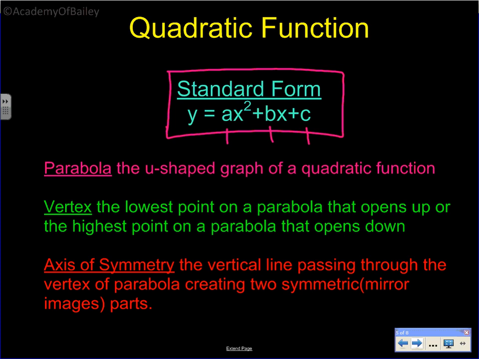Your first definition is parabola. It'll be the U-shaped graph of a quadratic function. I've already showed you two examples of that. If you want to go ahead and pause the video here, we'll pause the video while you write down the definitions, and then I can explain those in one moment for you and give you an example.